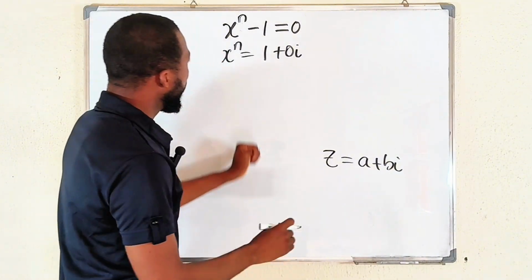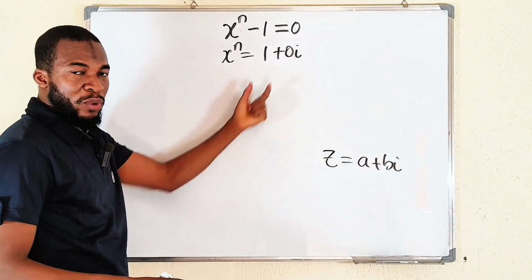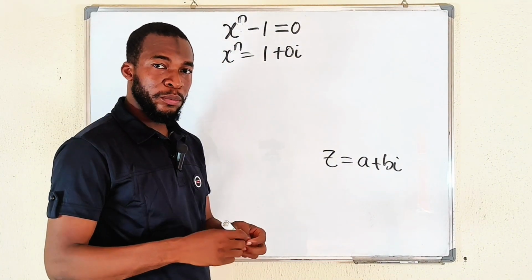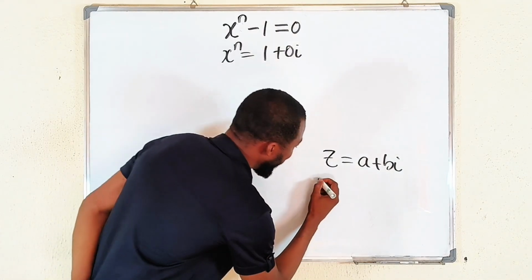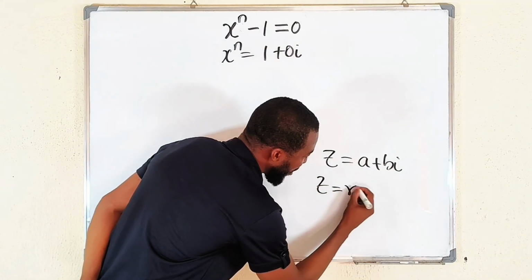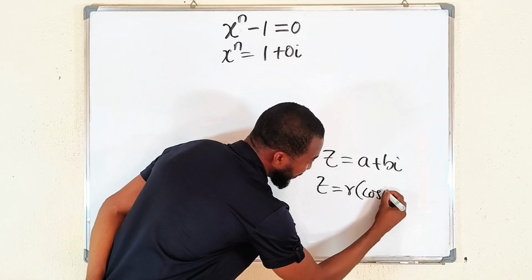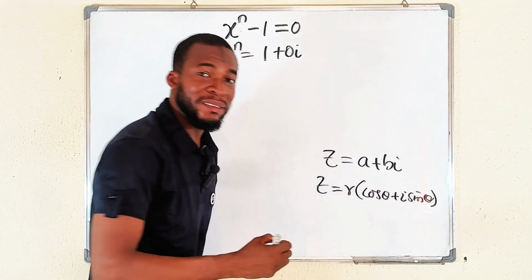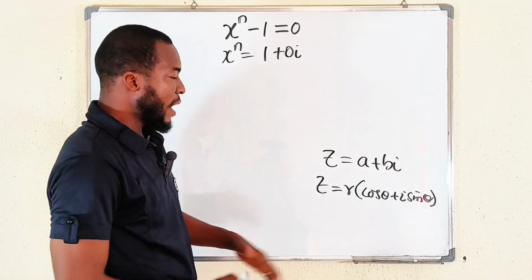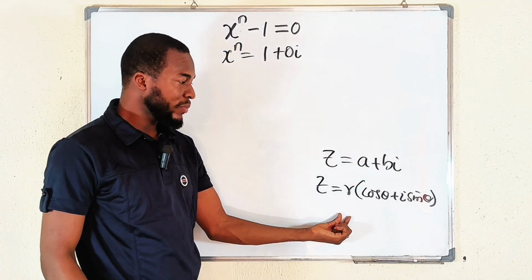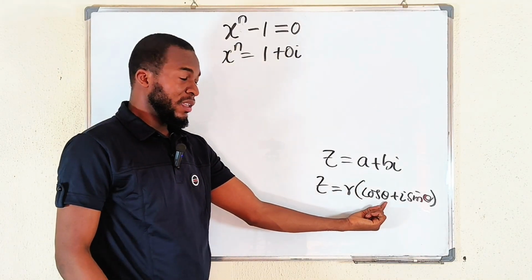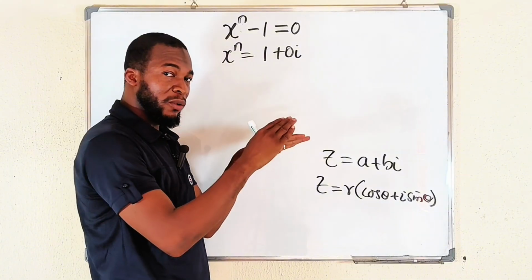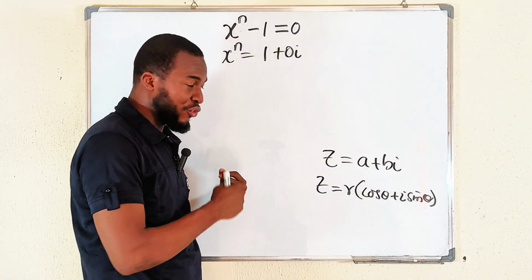All right. Since this is a complex number, we can transform it into its polar form. The polar form of this complex number is r multiplied by cosine of theta plus i sine of what? Theta. Yes, this is the polar form. r is the modulus. Theta is the angle subtended by that complex number from the origin.